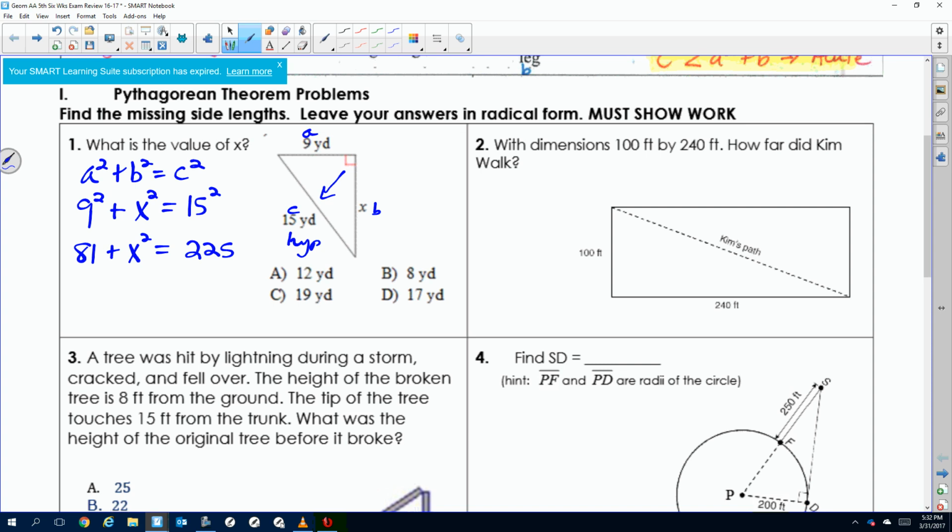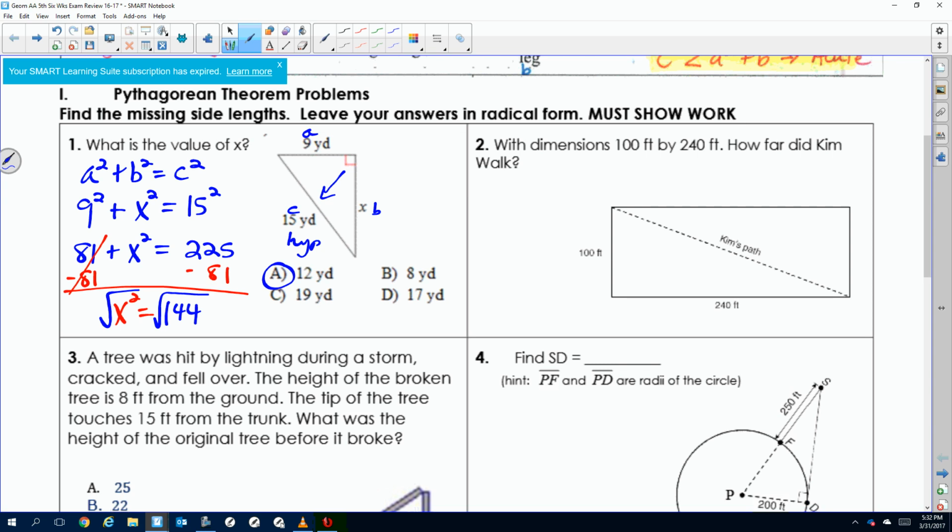So we're solving for x. Yes, we're going to have to subtract to get that x squared by itself. 81 from both sides cancels out on the left side. We get x squared equals 225 minus 81, which leaves me with 144. But we still have to get the x, so from here we take the square root. The square root of 144 is 12.